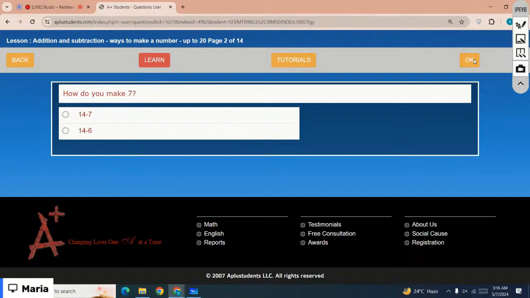Yes, that is 14 take away 7. So, 14 take away 7 is, yes, 7 it is. The correct option is option number 1. 14 take away 7 is 7.